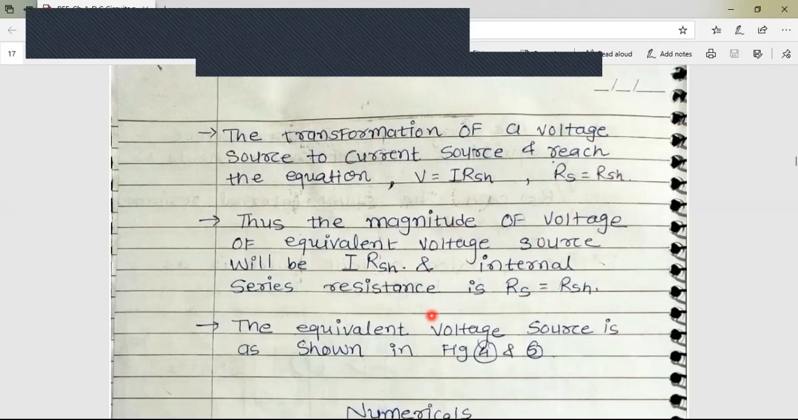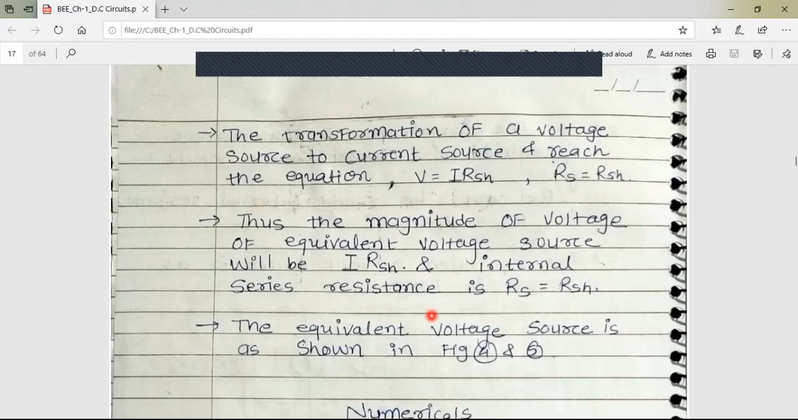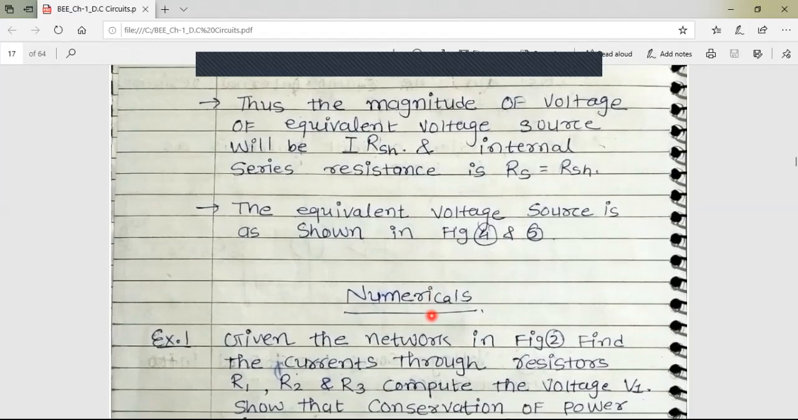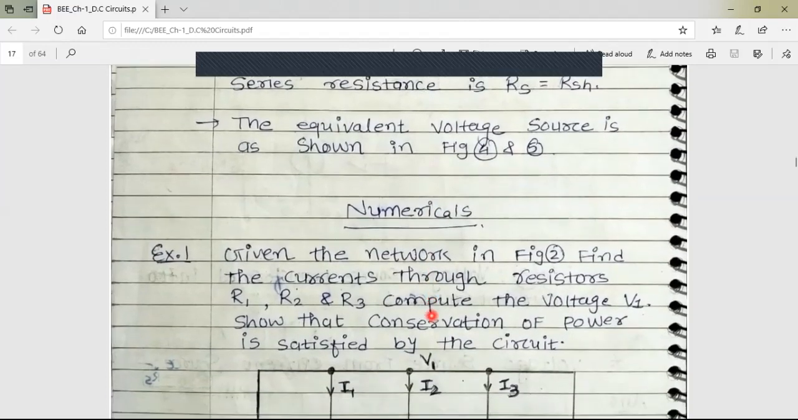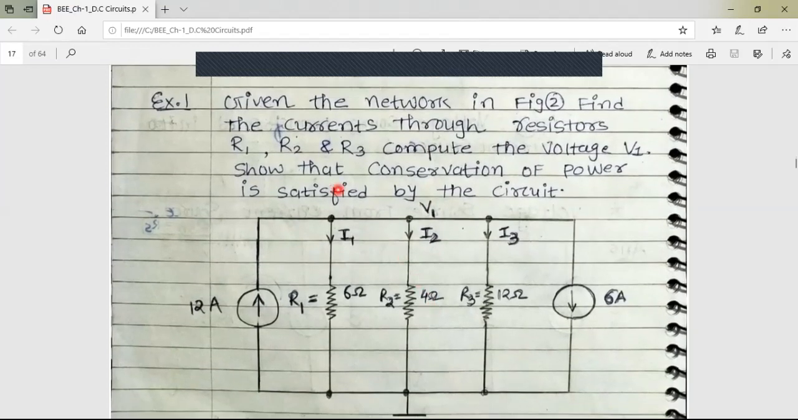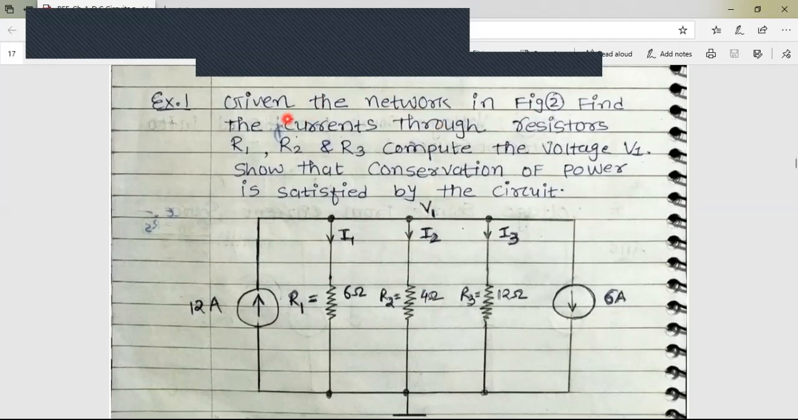Okay, so this is all about the various sources: ideal sources, independent sources, and dependent sources. Now we will discuss numericals based on the above source transformation. See here, given the network, find the currents through resistors R1, R2 and R3, and compute the voltage V1 so that conservation of power is satisfied by the circuit.